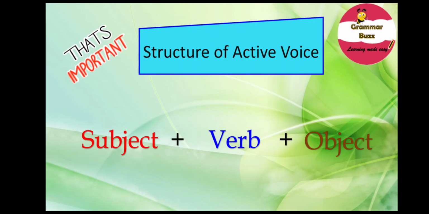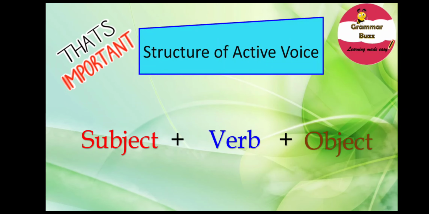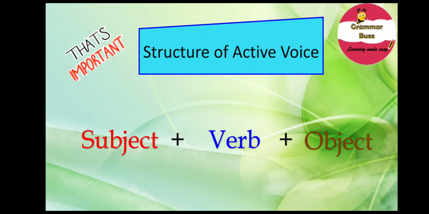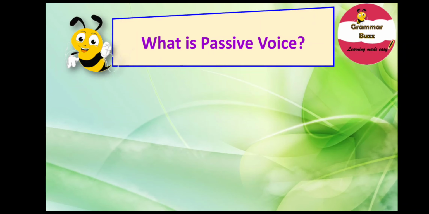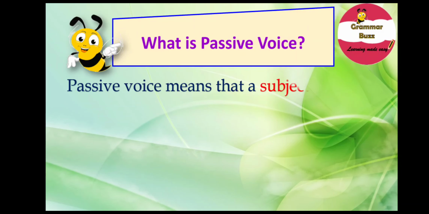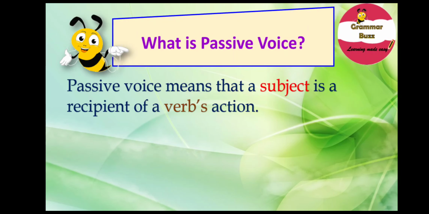Well, now I guess you have followed what is active voice. So let us move on with passive voice. Since we already know what is active voice, it is important for us to know what is passive voice. So, what is passive voice? To simplify, passive voice means that a subject is a recipient or receiver of a verb's action.